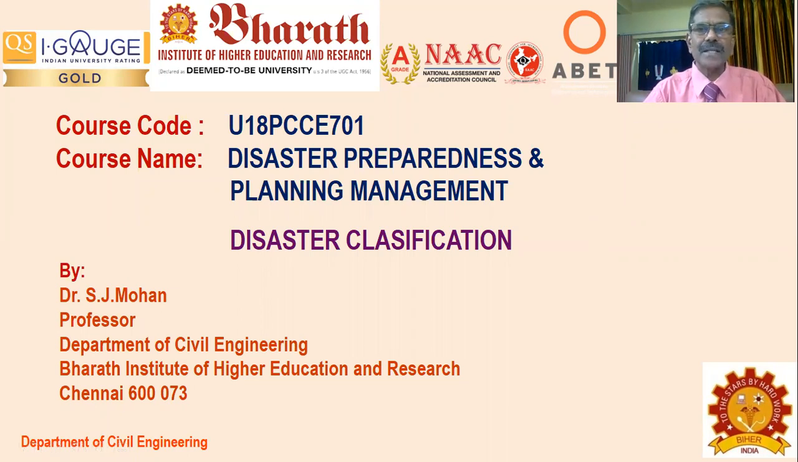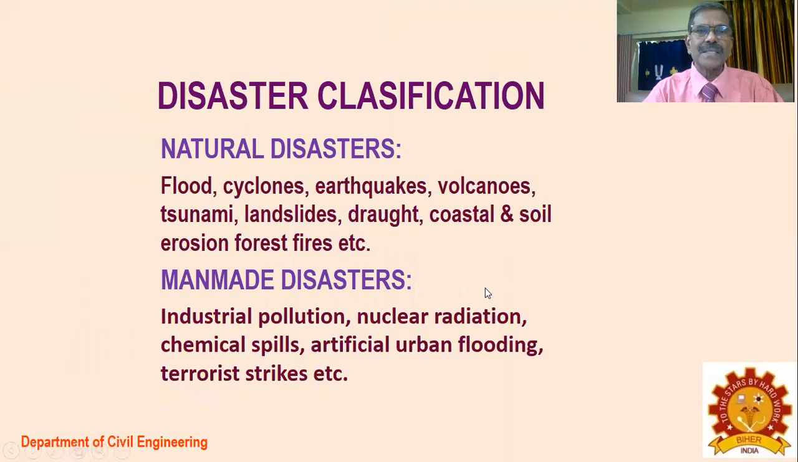Today, the lecture is on the topic of disaster classifications, covered under the course of Disaster Preparedness and Planning Management, and the course code is U18PCCE701. The disaster is classified under two major heads, that is, natural disasters and man-made disasters.